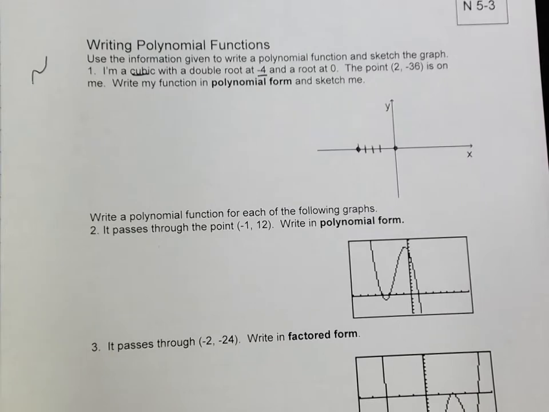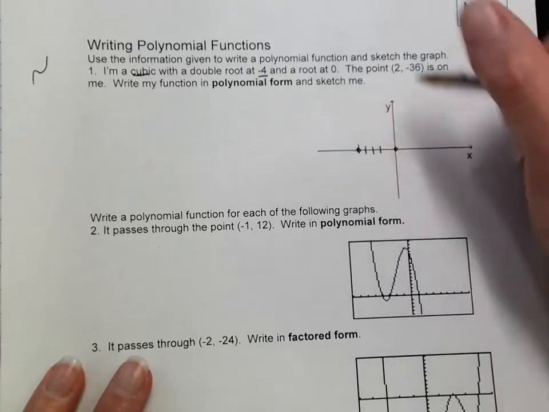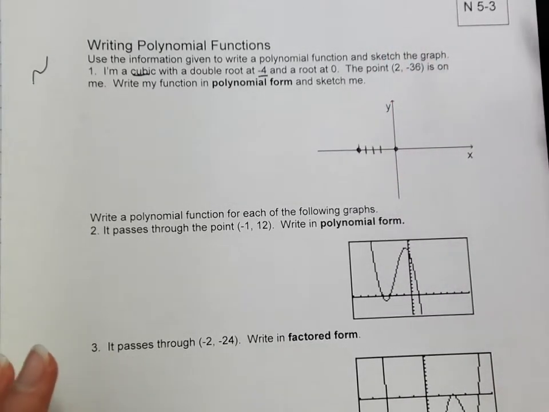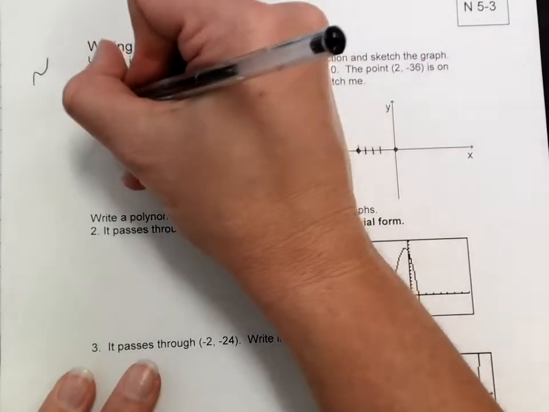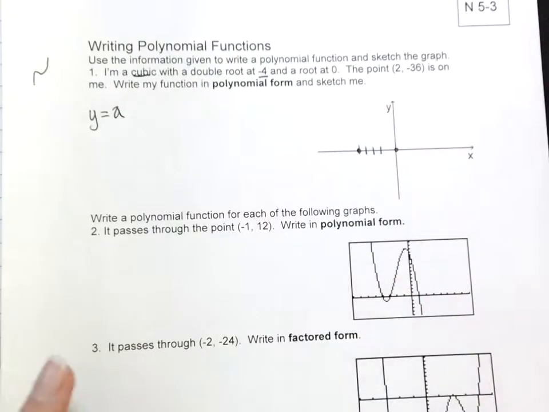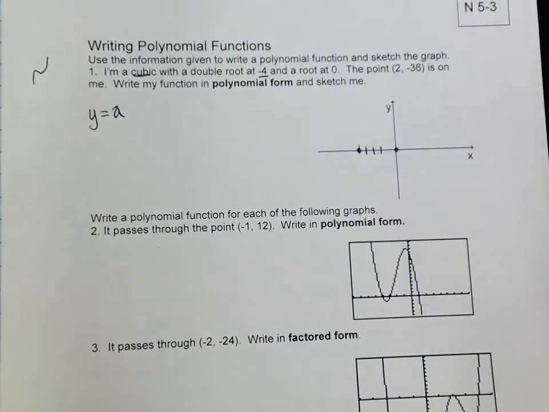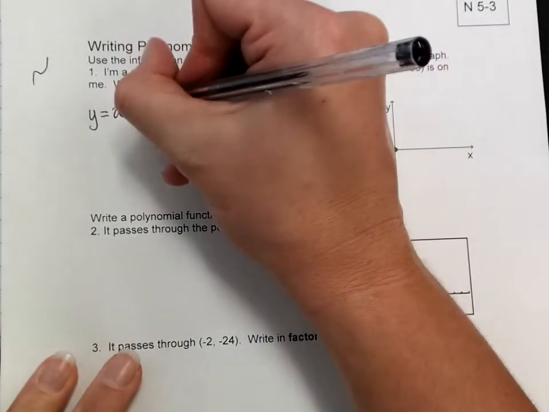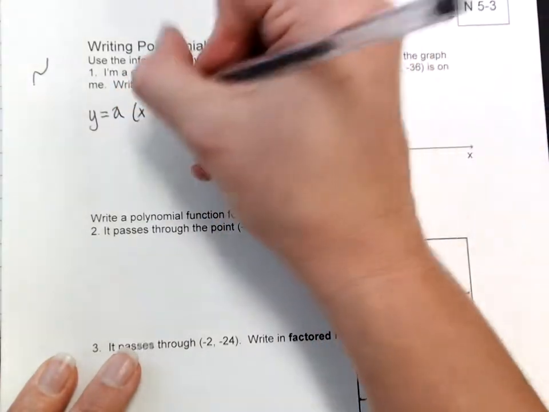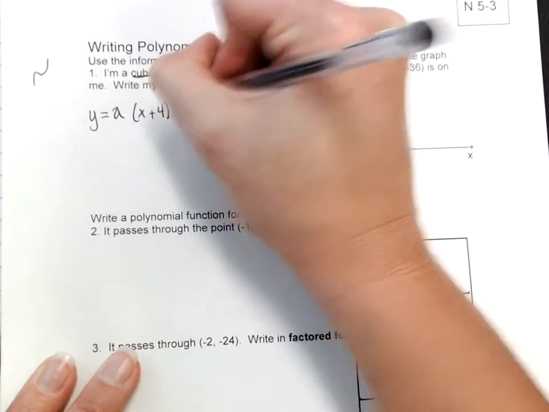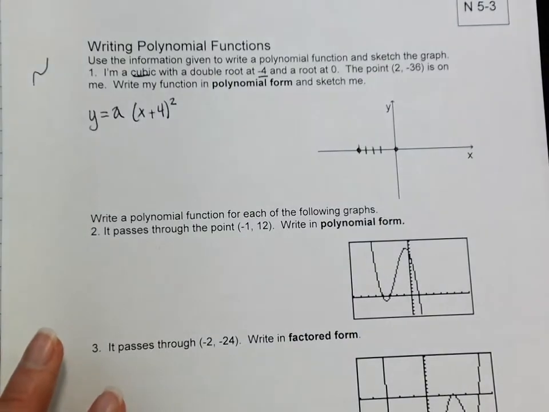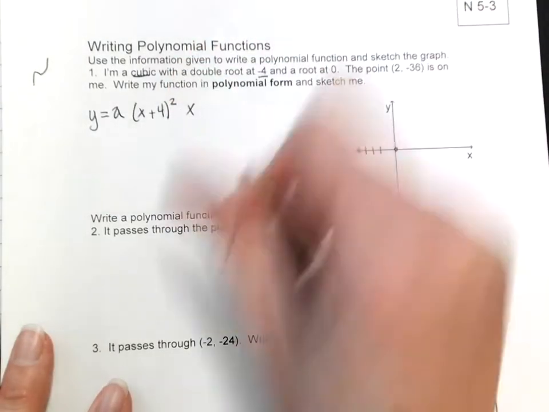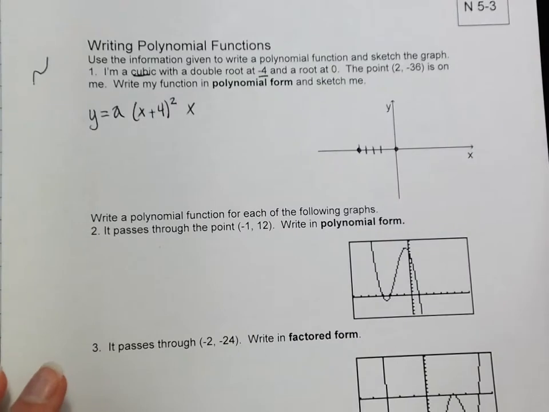Remember, double root means it bounces. You actually can't tell right now if it's a positive or a negative, so to do that, we're going to have to first find our equation. So I know that y equals a, like root form when we had quadratics, a times x plus 4 squared, since it's doubled. And then the one at 0 is really just going to be an x. If you'd like to put the x in front, you can.